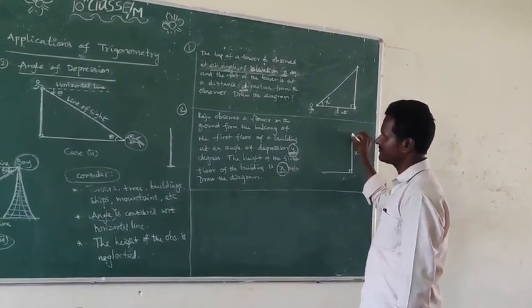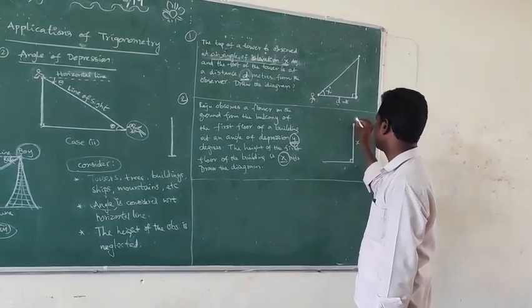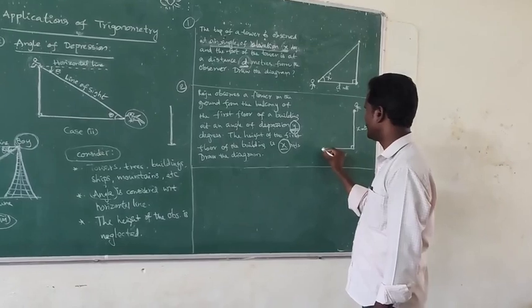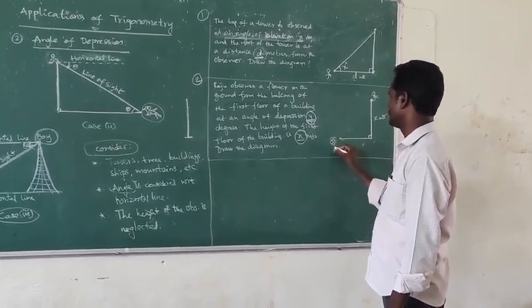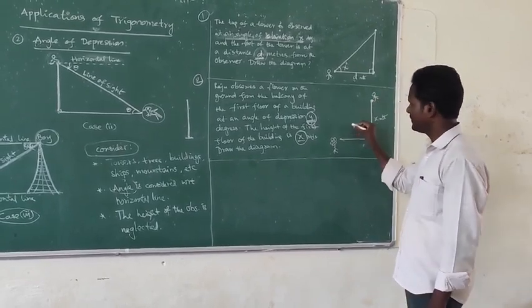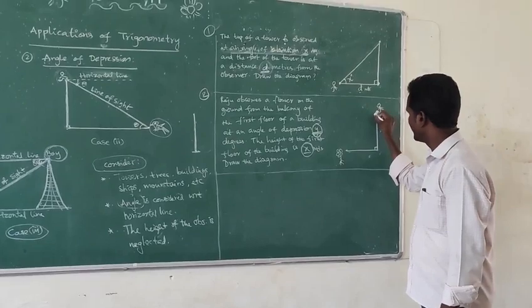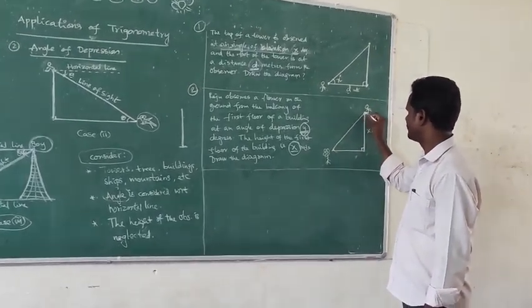So the observer is observing a flower. The observer is here, and he is observing a flower on the ground. Suppose the flower is on the ground. So this observer is observing the flower with the angle of depression. Suppose it is y.